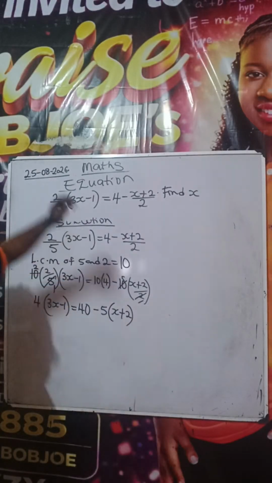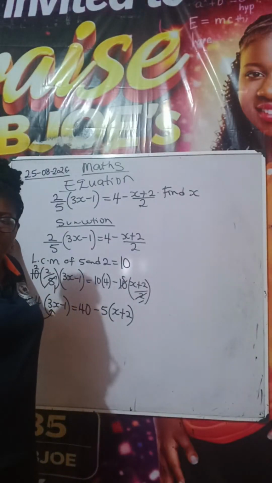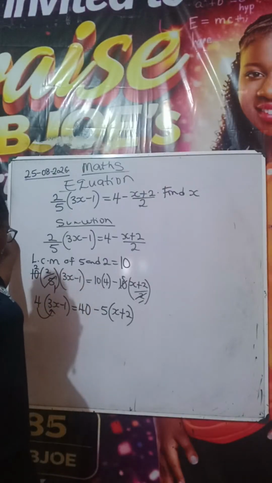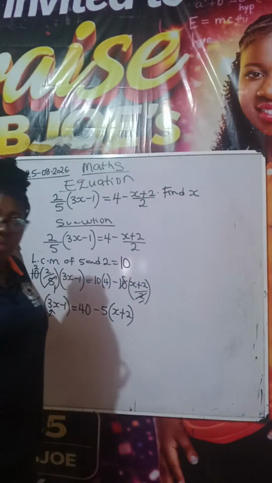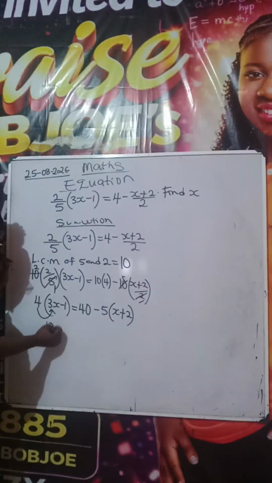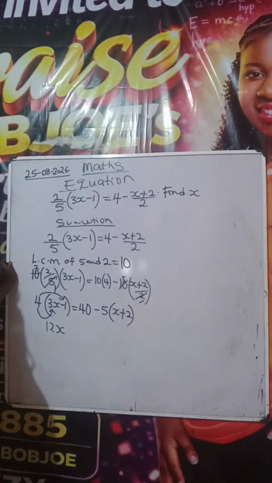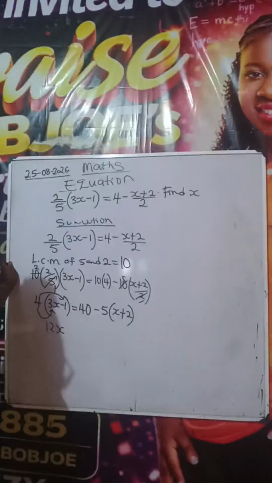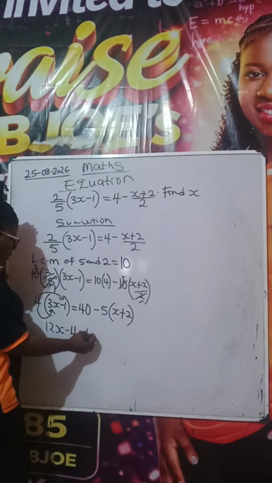So we multiply. So 4 times 3x. It's time to expand the bracket. So 4 times 3x. 4 times 3, what do we have? Everybody, 4 times 3. We have 12. So we have 12x. Then 4 times 1. 4 multiply minus 1, what do we have? So we have minus 4 equals to 40.